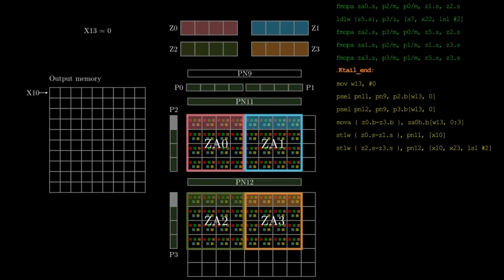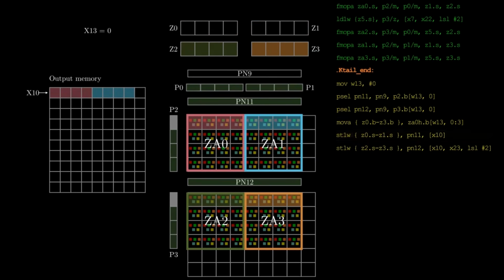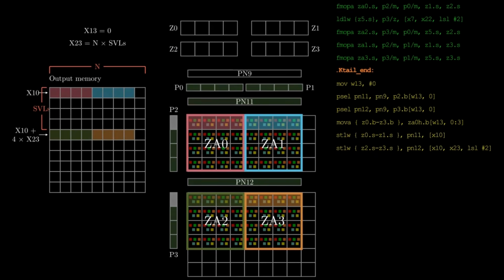Next we'll write 2 rows of data to X10, which points to our output buffer. The output buffer is n columns wide. The next row of data should be written SVLS rows down, which is SVLS times n elements. We'll use X23 to hold this quantity. We now write the next 2 rows to X10 plus SVLS times n, times the 4 byte element size.